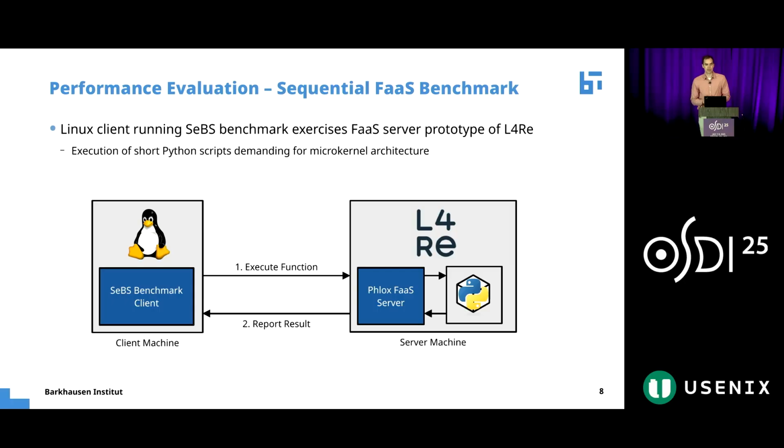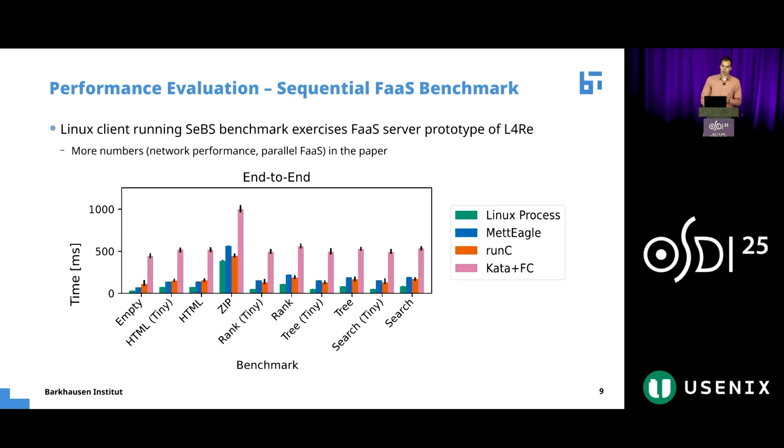And why is Python a good choice for benchmarking? Well, it's because Python is actually quite a demanding workload for a microkernel because it heavily stresses the I/O subsystem, and microkernels have the reputation of having performance difficulties with these things. So we thought that Python could be seen as a worst-case example with respect to performance. But fortunately, also here for a sequential function-as-a-service benchmark, we can see that L4E is quite competitive with other approaches like RunC or Firecracker.